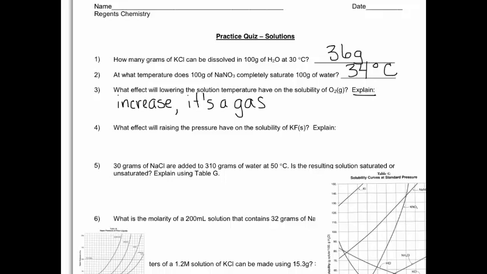Next one, what effect will raising the pressure have on the solubility of KF? And what's really important is the phase, which is a solid. Pressure only affects gases, so there will be no effect. And your reasoning could just be it's a solid. And recall that gases like high pressure.